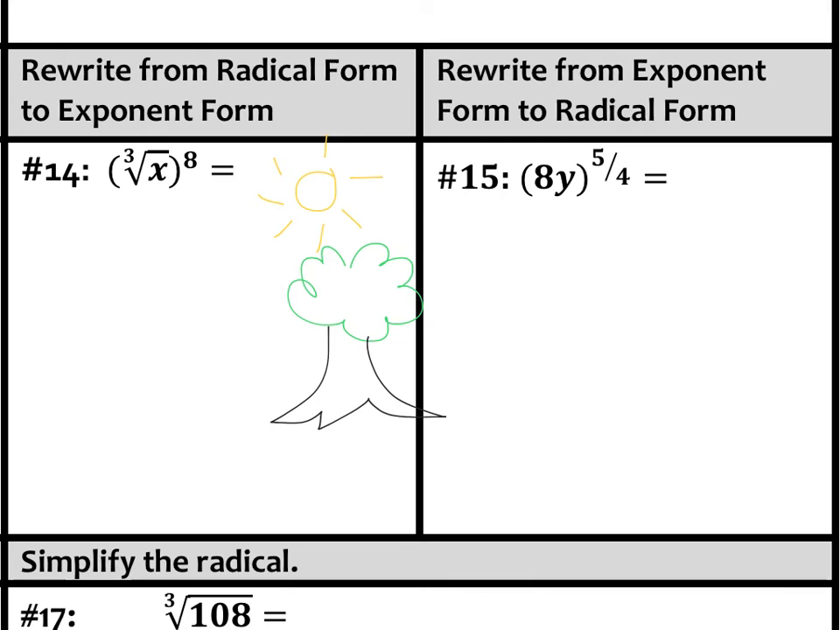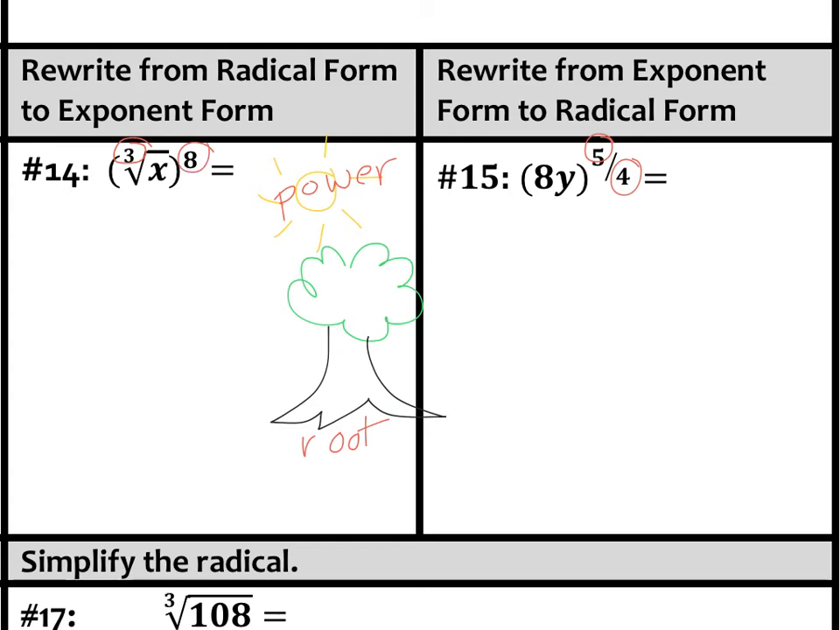Okay, when we learned about radical form to exponential form and exponential form to radical form, we talked about the power and the root. The power, like in the sun, is up above. So power is on top of a fraction exponent, and the root is below the ground. So when we take a look at number 15, the power must be the 5, and the root must be the 4. Okay. How that appears on number 14 is the root is the 3, like it's in the radical, and the 8 is the power.